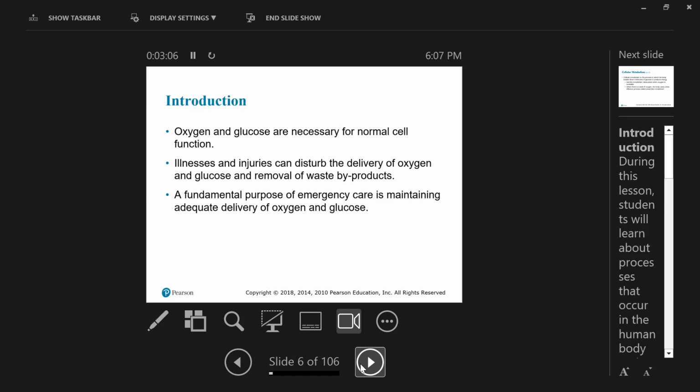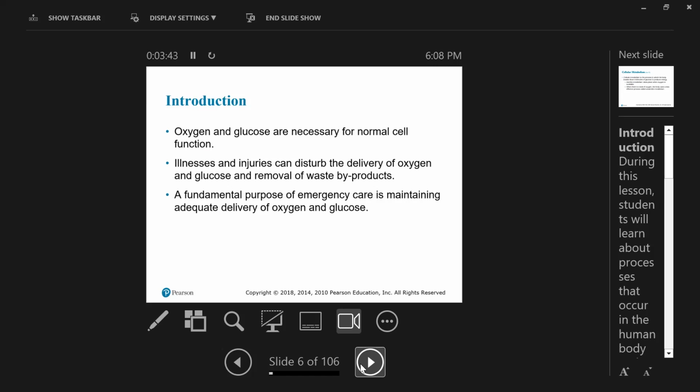So illnesses and injuries can actually disturb the delivery of oxygen and glucose and the removal of waste products. So once you mess around with that, then you mess around with the removal of waste products. And if you don't remove waste products, what's one of the most common waste products that our body produces? From cellular respirations, from anything. Carbon dioxide. You don't get rid of carbon dioxide, guess what happens? You retain it and you die. You don't die a little bit. You just die. It's like you're not a little bit pregnant, you're just pregnant.